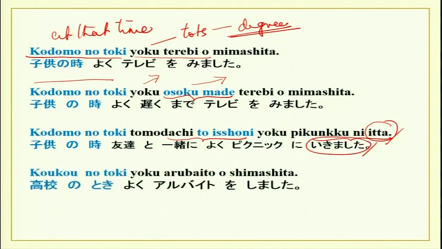Now, koko no toki yoku arubaito o shimashita. As a high school student, at the time when I was in high school, I did lot of arubaito, and this is part-time. This is a common thing which the students do in foreign countries. As high school students, as university students, they do a lot of arubaito, which is part-time work. So you can also see how to use at a particular time. Now, this is only used with nouns, please remember. I have done with verbs, but will be doing it again later with you.